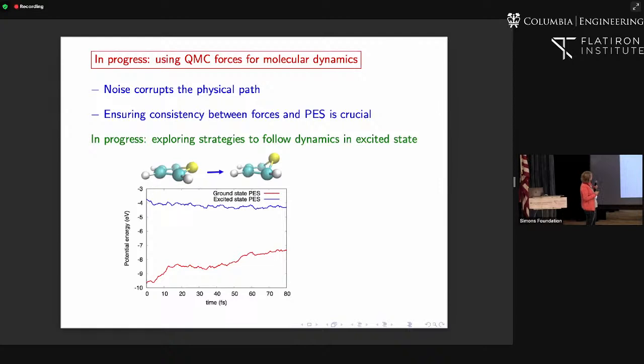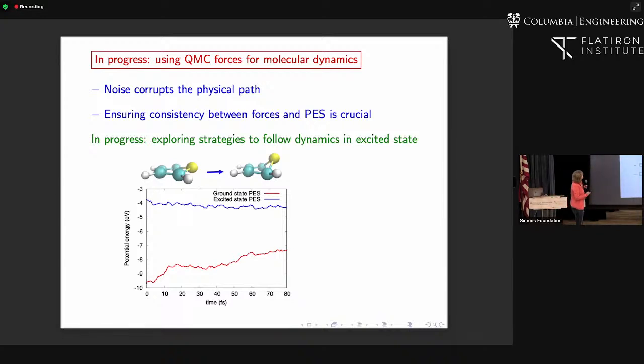And at the moment, we are exploring a strategy to follow the dynamics in the excited state. What it means is actually a VMC MD simulation. So we excite the molecule, and then we follow the molecule in the excited state, and around 80 femtoseconds, it reached a basin, and we need to continue the simulation to converge it towards a conical intersection, where you're going to have opening of a bond or buckling of the molecule. But this is very much in progress.